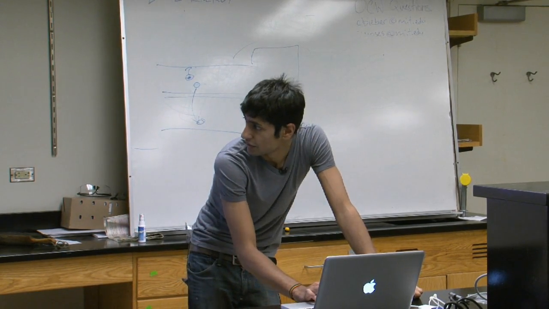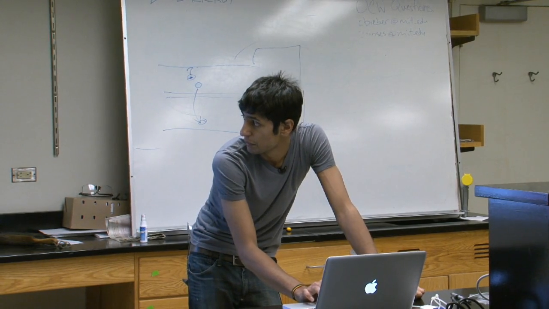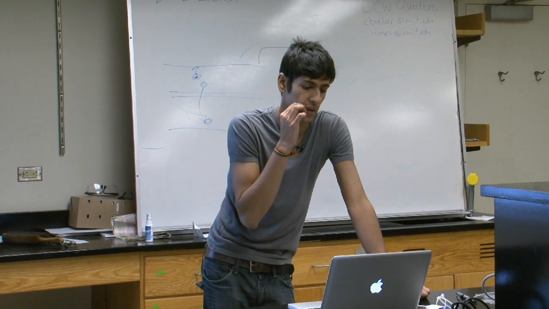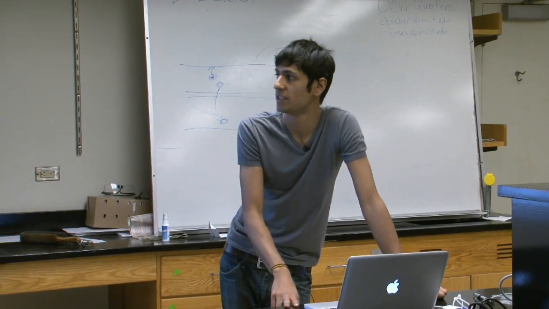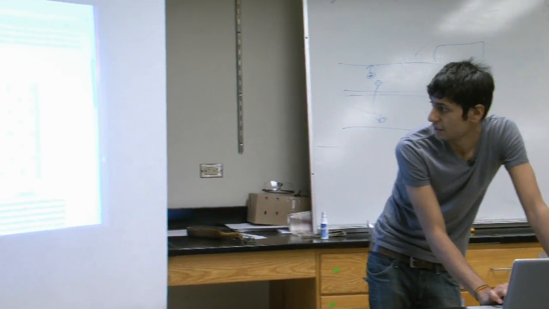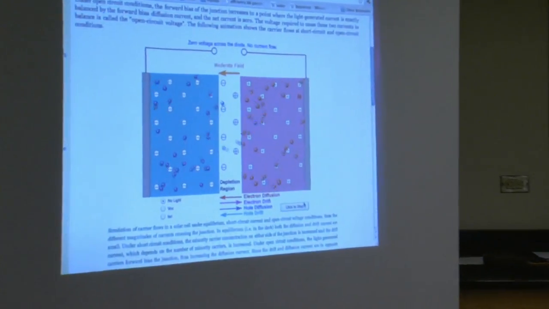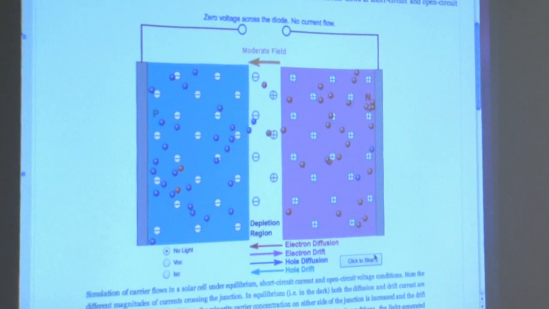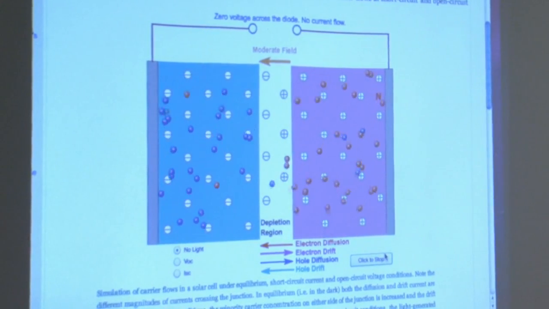Okay, I don't know if this will work. So this is from this PV CD-ROM website, and it's an animation saying how things work. If you have a moderate field, you have two things that work.